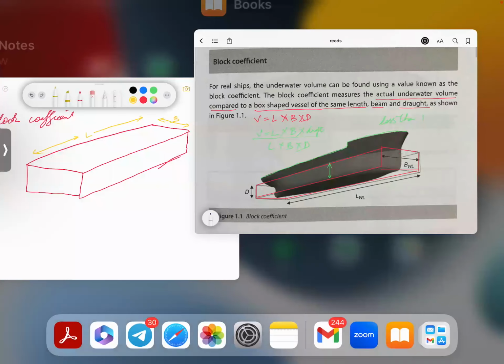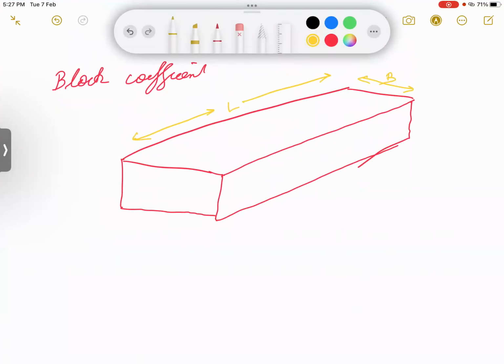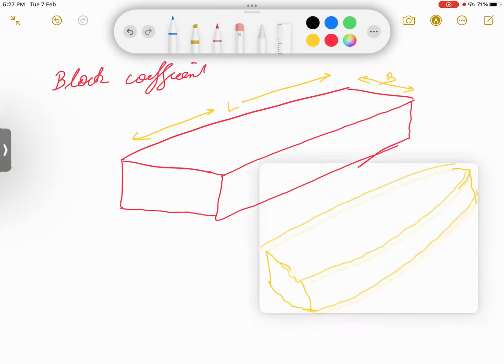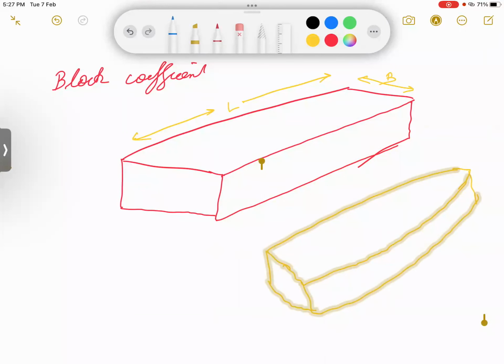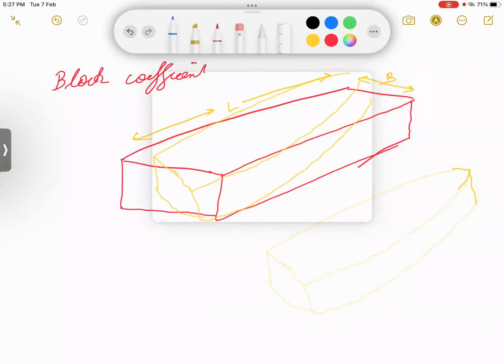Right. See, you took the block, right? Now suppose you took a ship. This is, let's say, the ship. Now you take this ship and you try to fit it in this box. You lift this whole ship and try to fit it in the box, right? Just imagine I am fitting it in the box like this.